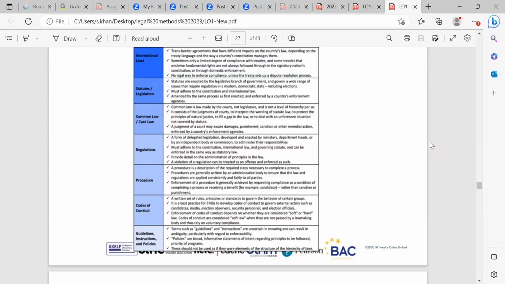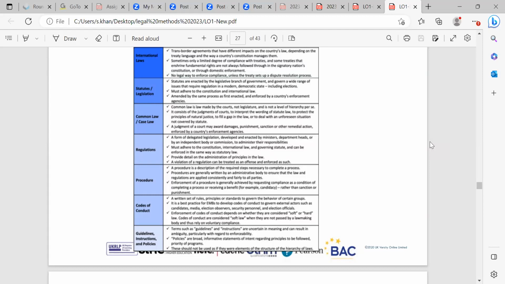Procedure. So a procedure is a description of the required steps necessary to complete a process. Procedures are generally written by an administrative body to ensure that the law and regulations are applied consistently and fairly to all the parties. Enforcement of the procedure is generally achieved by requested compliance as a condition of completing a process or receiving a benefit, for example, candidacy, rather than sanction or punishment.